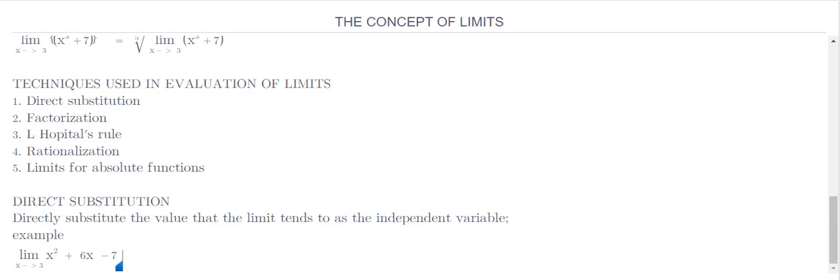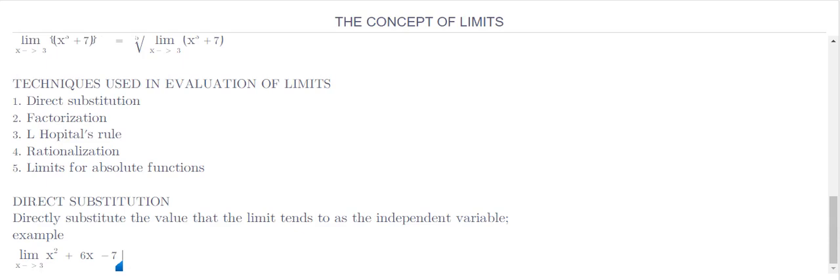Now in direct substitution, you directly substitute the value that the limit tends to as the independent variable. If you don't have information on what an independent variable is, refer to the first recording. I've actually numbered them. The first one is introduction and majorly the independent variable, domain and the codomain. The second one is composite functions, and we have very many examples done there, so you can easily look at them.